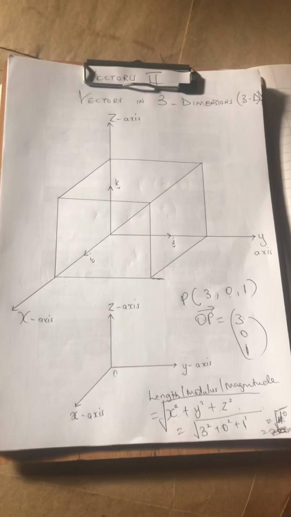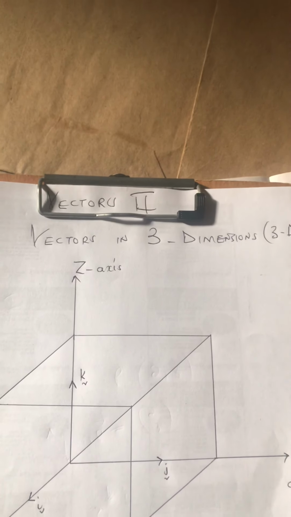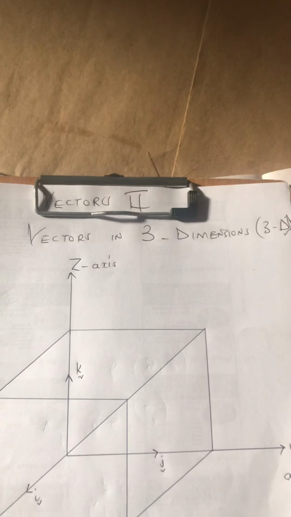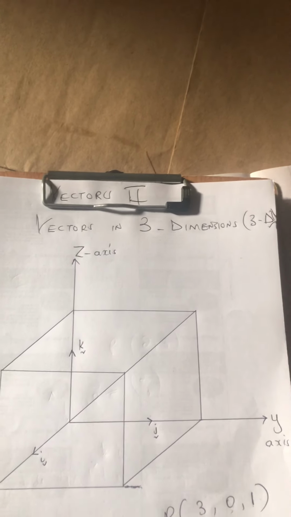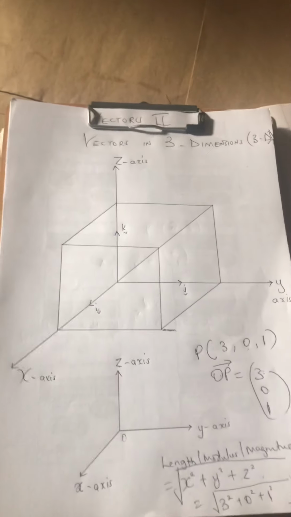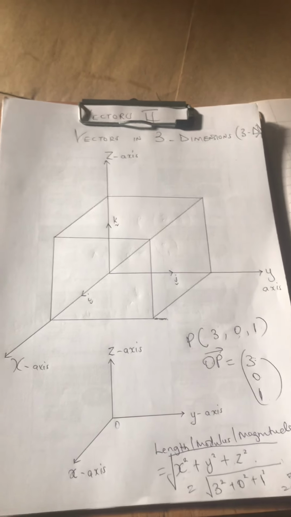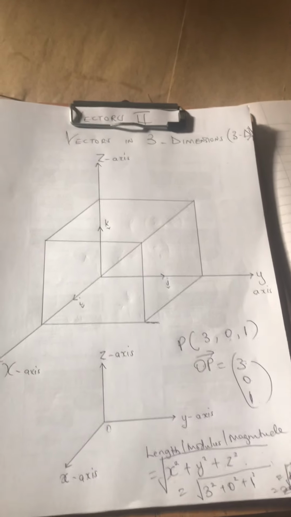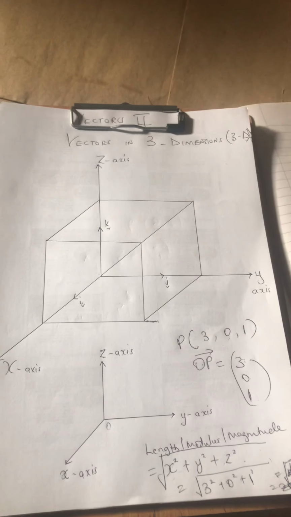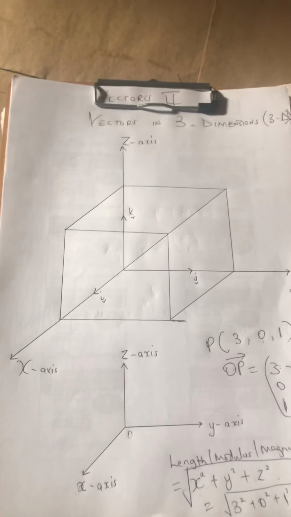Nimetokea tena, na leo tunaangalia vectors 2. Remember tushafanya vectors 1. Now vectors 2 inafunzwa pale form 3 and vectors 1 inafunzwa form 2. What has changed? Vectors 2 is so simple and very similar to what was taught in vectors 1, only that we shall use whatever knowledge we learned in vectors 1 kama foundation.